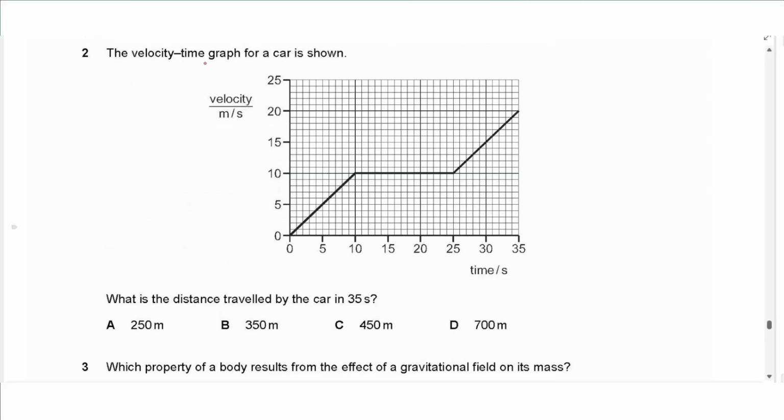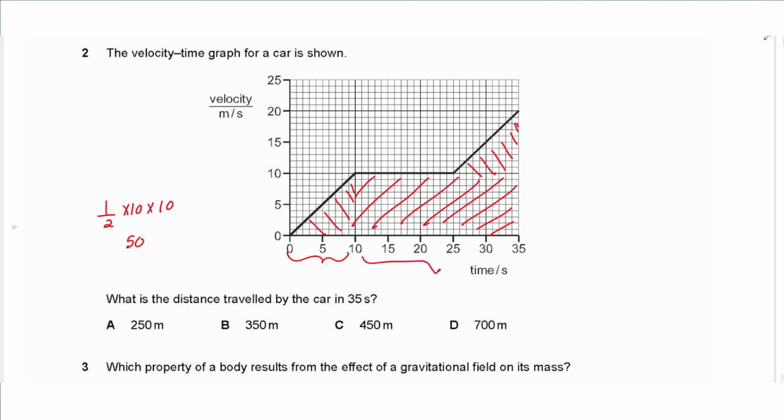Question 2 says the velocity time graph for a car is shown. What is the distance traveled by the car in 35 seconds? So we need the area under this graph. So we can divide it into different areas. So we have here a triangle, then we have a large rectangle and another triangle. So for this part we have half multiplied by base, which is 10, multiplied by height, which is also 10. So it gives an answer of 50.